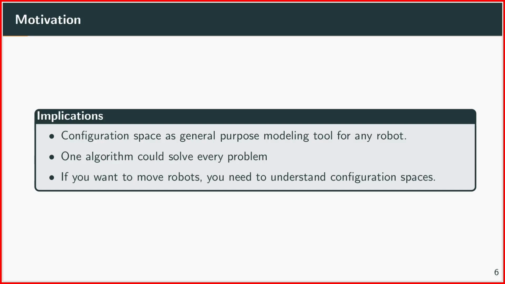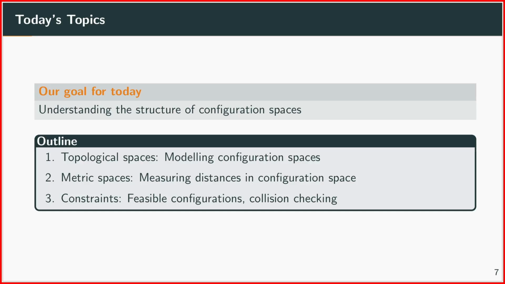And there are some implications. One implication, of course, is that this configuration space is a general purpose modeling tool for any robot. And also, we could construct one algorithm which could basically solve every problem. With every problem, I mean you have any kind of robot, you transform it into the configuration space, and you could think about having one algorithm which can solve any point robot in the configuration space. This means, of course, that if you want to move robots around, then you need to really understand configuration spaces. And this is what we will do today.